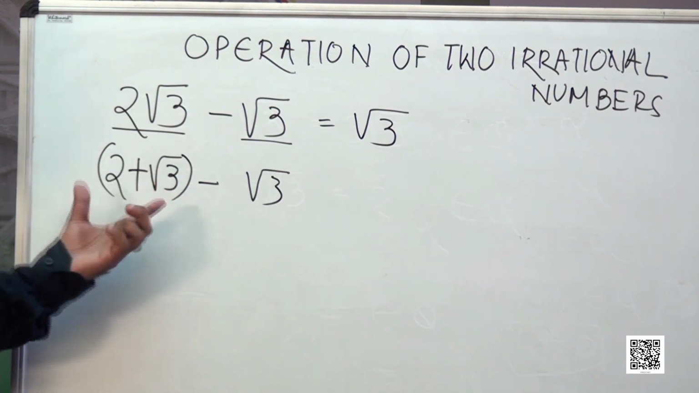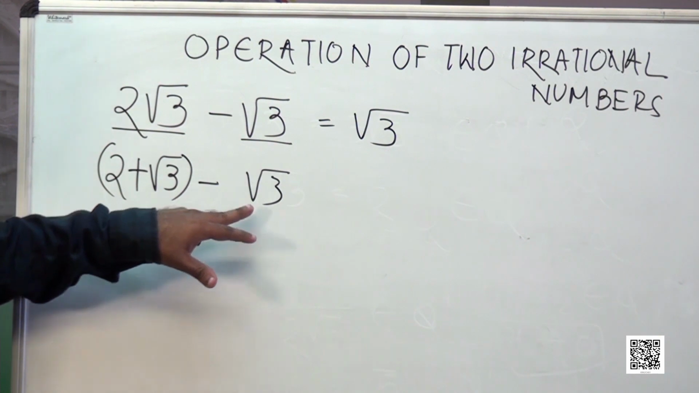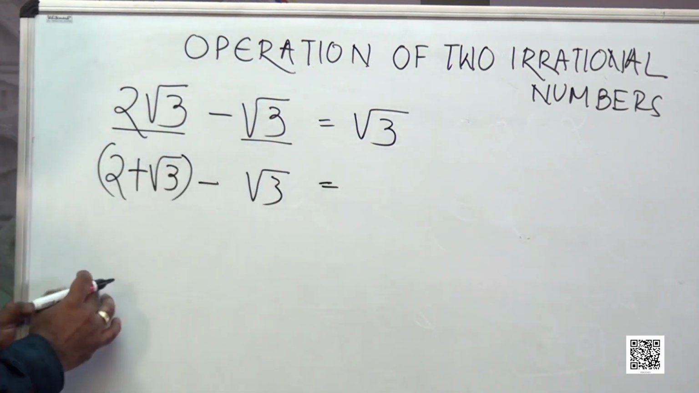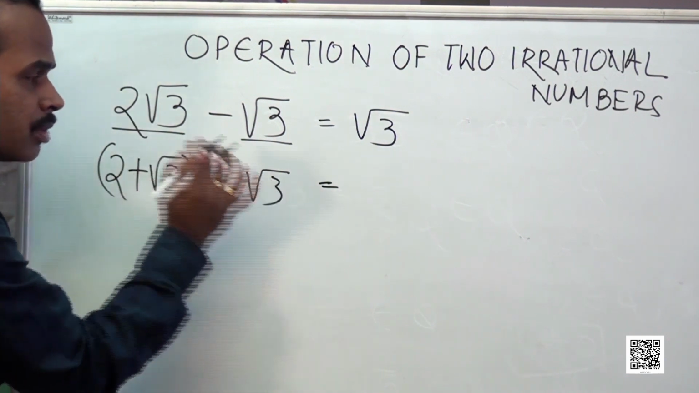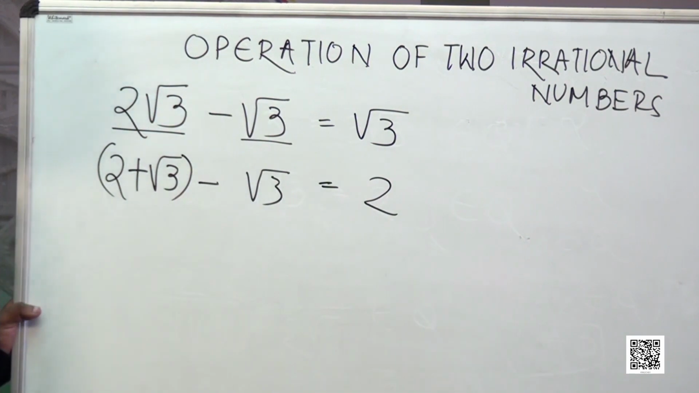So 2 plus root 3 is an irrational number. Now I have subtracted root 3 from 2 plus root 3. So what will we get here? After opening the bracket, the root 3 and root 3 will be cancelled. Plus root 3 minus root 3 will cancel. The answer will be 2.